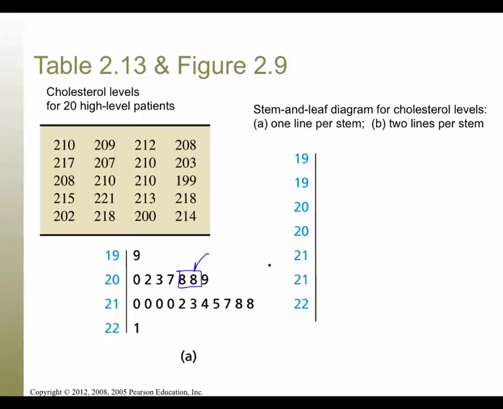Okay, so now 2 lines per stem would mean we break up the 19s into 19 and 0 through 5, and then 0 through 4, and then 5 through 9. So you have all the ones that end 0 through 4, and then all the ones that end 5 through 9, and then all the ones that start 0 through 4, and then end 5 through 9, etc. Okay, so why don't you make that? So make the 2 lines per stem version of this, which is very easy if you have the one stem per line, or 1 line per stem.